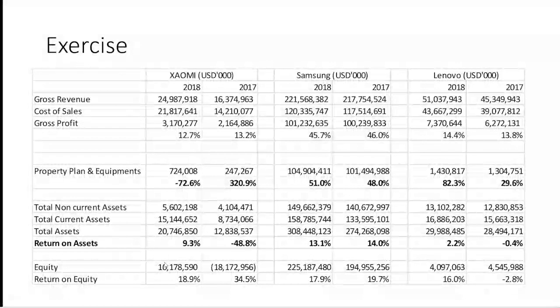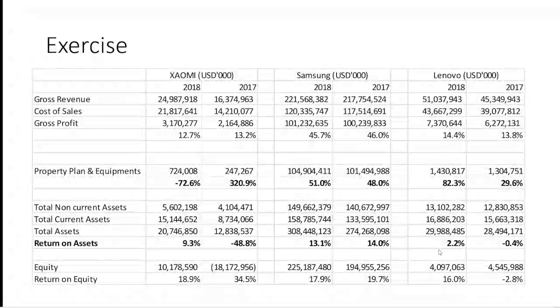Compared to Xiaomi, which is at 20 billion in assets compared to 10 billion of equity, which means 10 billion of debt, which is 100% of the equity. So same as equity. So Lenovo is highly indebted.